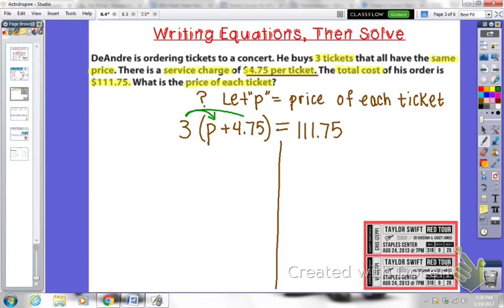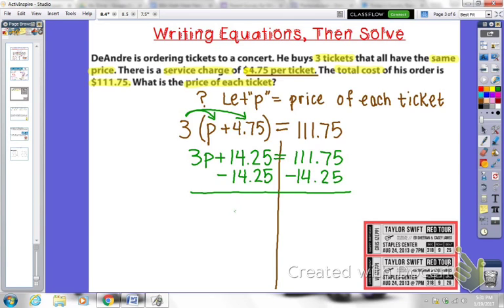So distribute. This is 3p. 4.75 times 3 is $14.25. Then you're going to subtract the service fees, which this part right here turns into 0. So you bring down your 3 times p. You subtract those numbers, you get $97.50. So that's how much money is left for 3 tickets. So we have to divide that by 3 to find the cost of 1 ticket, which is $32.50.